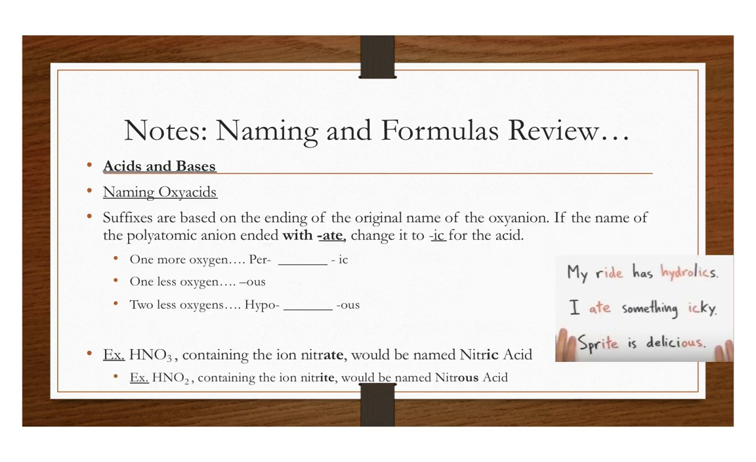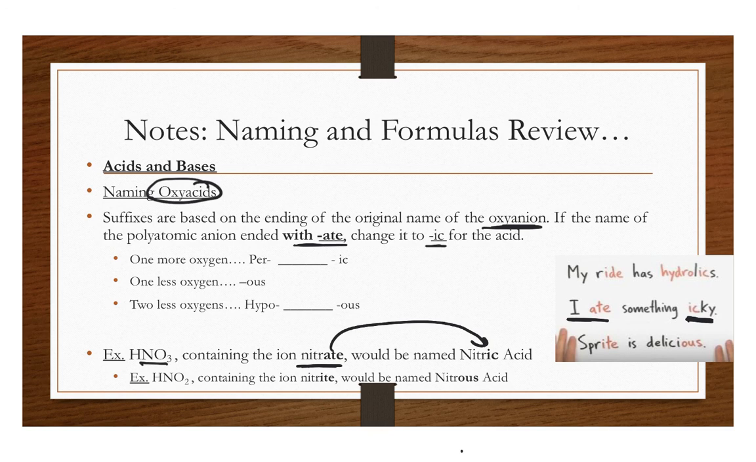What about oxyacids? These are acids that have oxygens in them. Those are going to be based on the original name of the oxyanion. If the name of the polyatomic ends in "ate," we change it to "ic" for the acid. For example, HNO3 is the ion nitrate. We take the "ate" and turn it to "ic." I ate something icky is how I remember that.